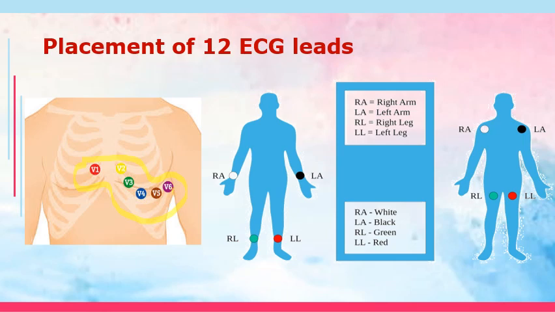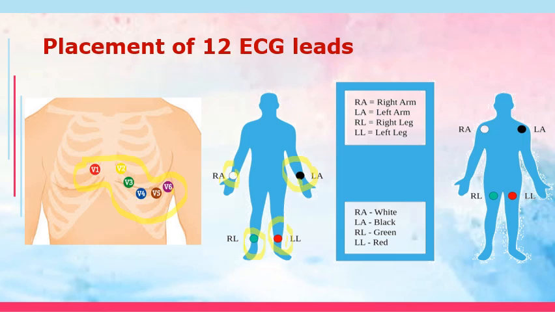And then you have V6 here. Okay? Also, one thing for you to memorize is the location of your limb leads. So take note, we usually memorize this as smoke over fire. That means black over red here. And then snow on top of trees. Okay, so that is smoke over fire and then snow on top of trees.